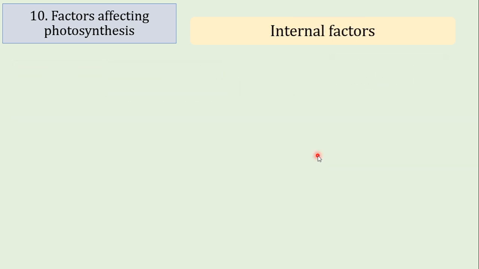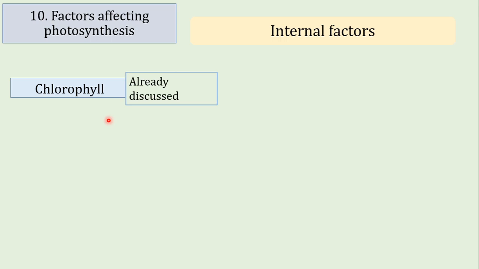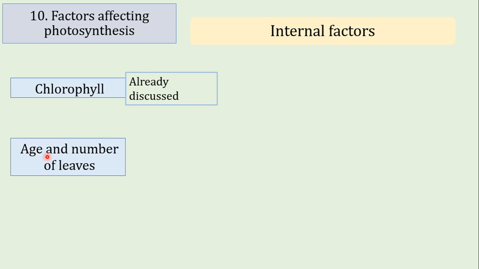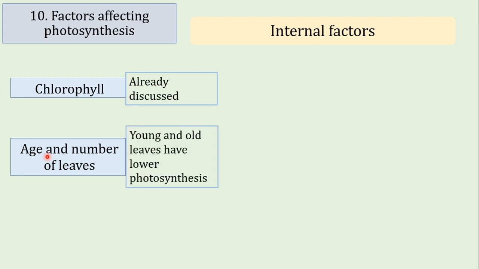Now we will discuss the internal factors affecting photosynthesis. We discussed the role of chlorophyll. We know the mid-aged cells contain the highest number of chlorophyll molecules. That is why the rate of photosynthesis is highest in the mid-aged cells. The young cells and old cells have a smaller amount of chlorophyll, so they have a lower photosynthesis rate.